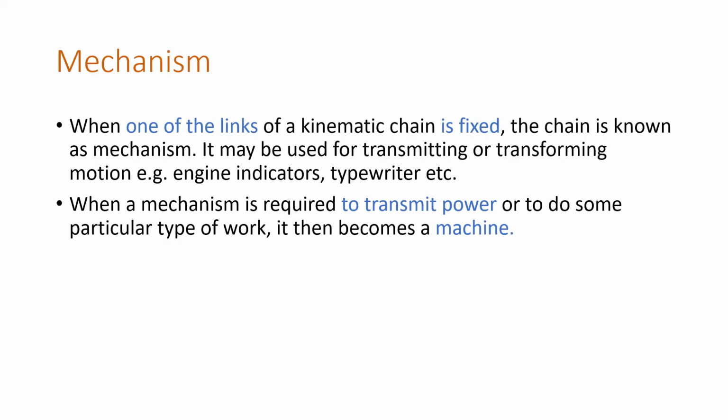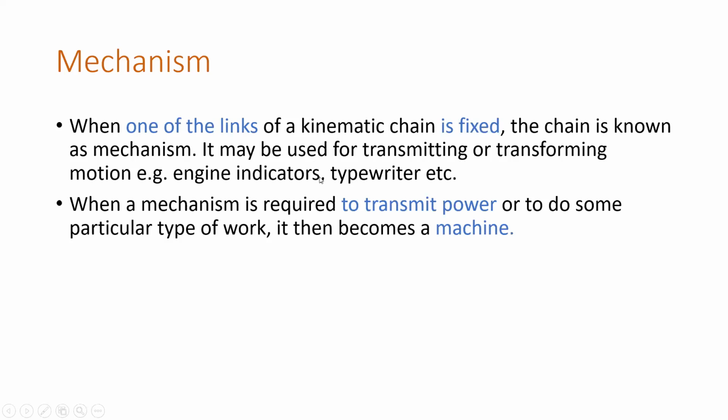Every other link will turn, and that fixed link will not turn or slide. No movement is possible because you have fixed it to the ground, or to some table or reference which is again connected to the ground, or you have fixed that link to the wall, because a wall is also a fixed thing. So you have to fix one of the links of the kinematic chain to make it a mechanism, and a mechanism may be used for transmitting or transforming motion.